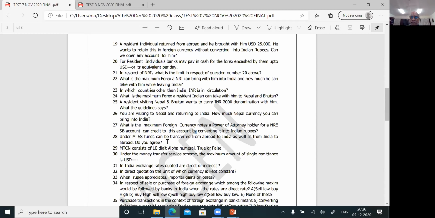Okay, how does the system work? Let us assume my friend is abroad. I urgently want money for some domestic purpose. I telephone him, please send me some money. So he will go to an MTSS service center. There he will fill up a challan and hand it over to them. After taking some commission, they will transfer the money to India.